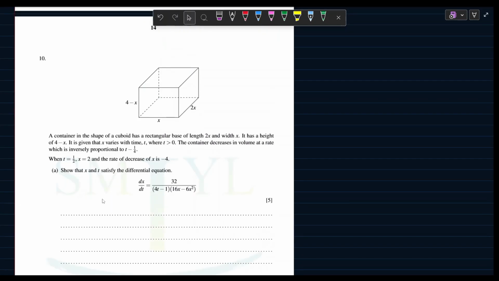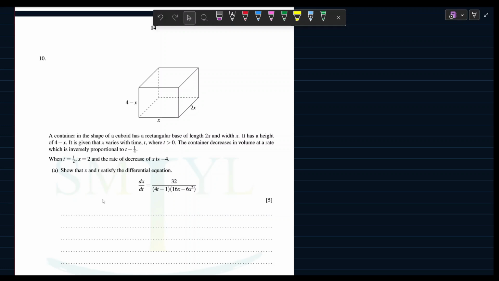Number 10. A container in the shape of a cuboid has a rectangular base of length 2x and width x. It has a height of 4 minus x. It is given that x varies with time t, where t is greater than 0. The container decreases in volume at a rate which is inversely proportional to t minus a quarter. When t is equal to 1/2, x is equal to 2, and the rate of decrease of x is negative 4.